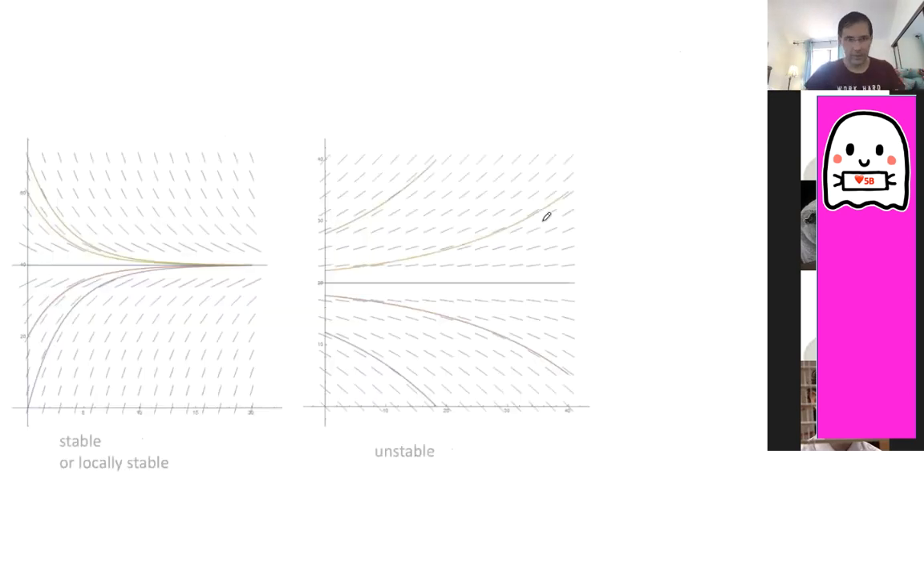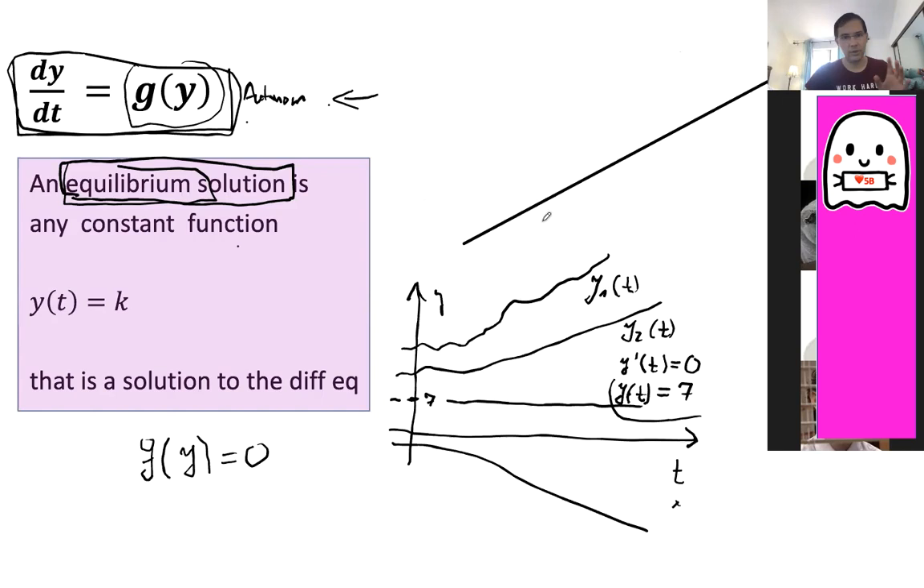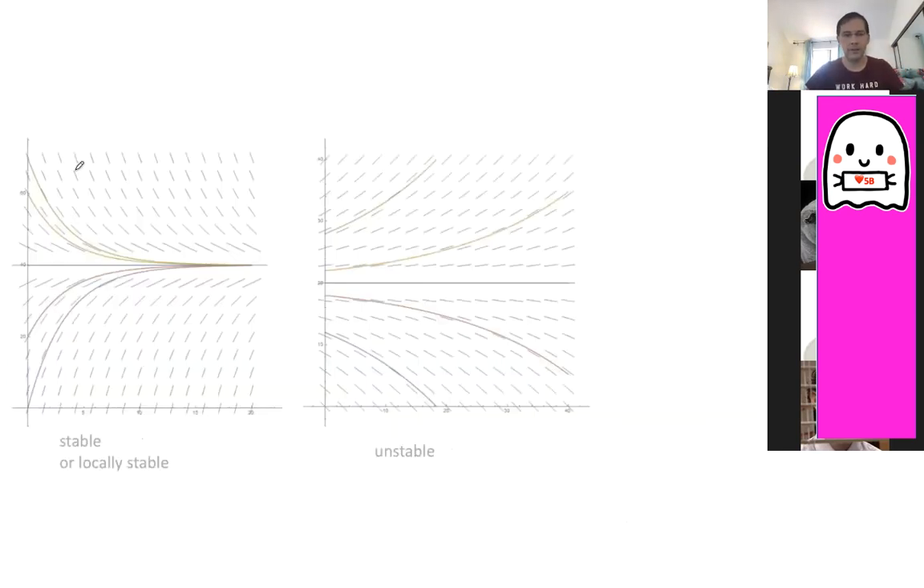Okay, let me give you an example. What we'll be doing is we would like to classify equilibrium solutions, and basically we will be considering three types of equilibrium solutions. So let's say, for example, we have a given autonomous differential equation.